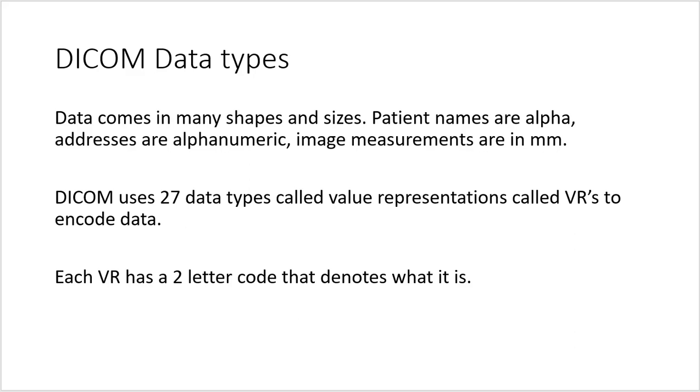DICOM uses 27 data types called value representations, or VRs, to encode the data. Each VR has a 2-letter code that denotes what it is.